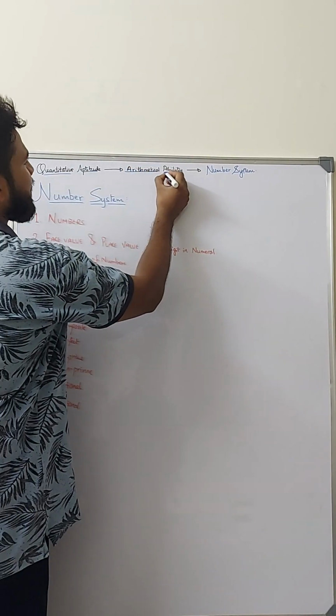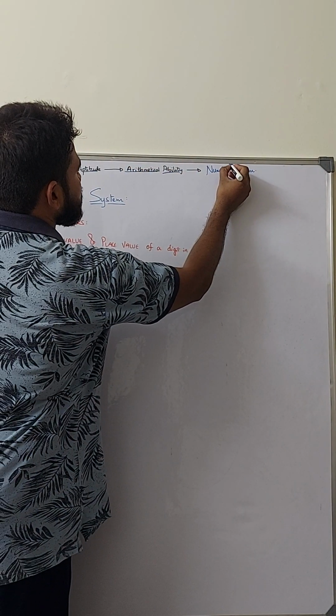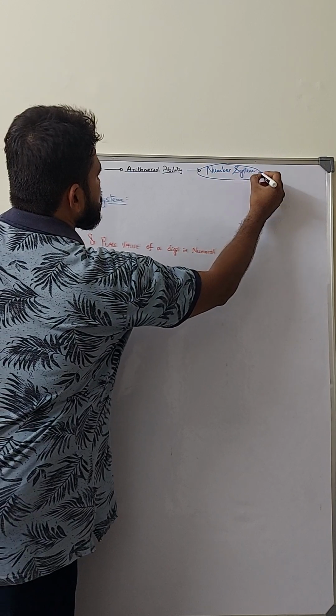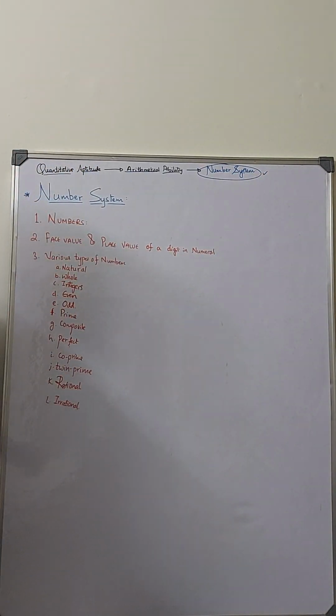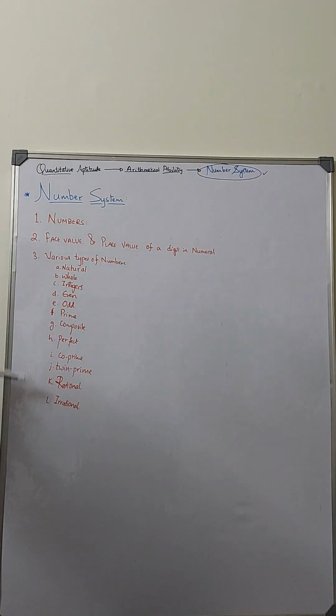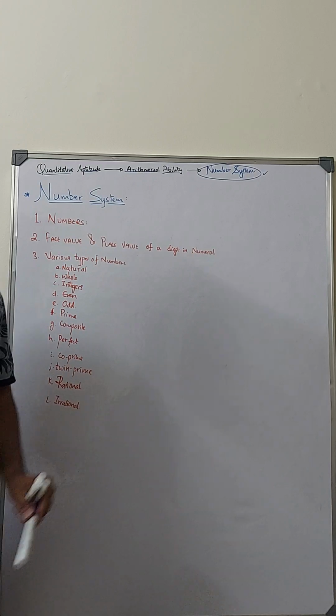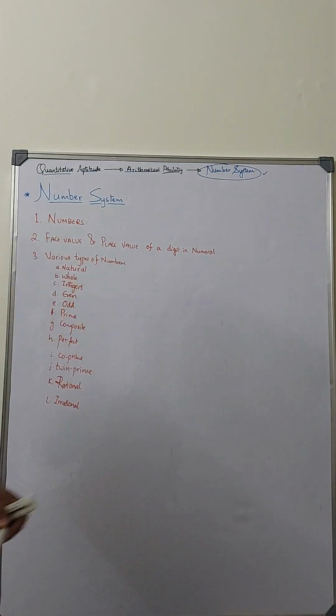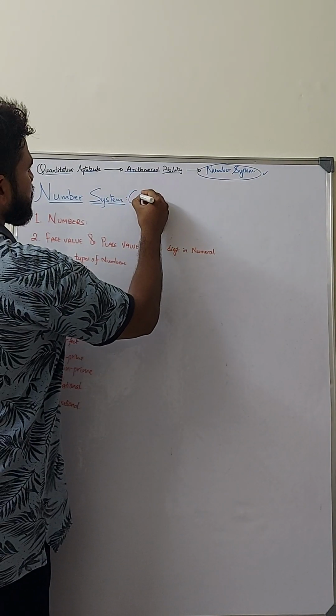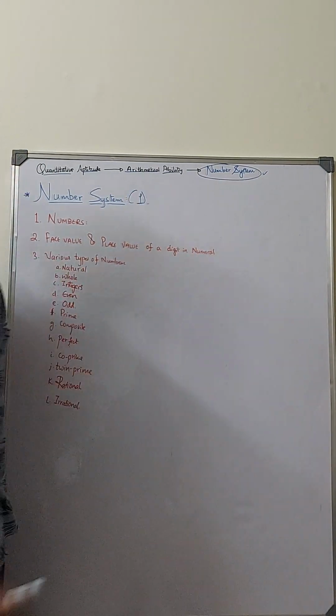Then in arithmetical ability there comes the number system. So this is the first chapter that we are going to study. With respect to number system, I have written here some topics. Apart from these topics, there are also some other topics. We'll be covering them in the next part of the number system. So you can name it as lecture 1 of number system.